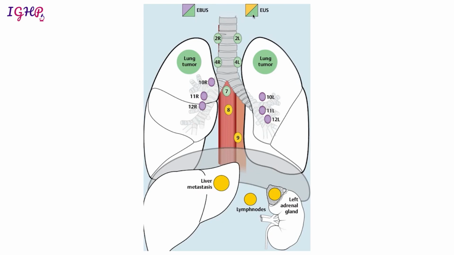Now this green one represents the area that could be sampled with both EBUS and EUS. So with these green ones we can take the FNAs with the help of an EBUS as well as with the help of an EUS. But the yellow ones, that is the para-aortic lymph nodes, liver mets, adrenal lesions, and pancreatic lesions, could be sampled only with the help of an endoscopic ultrasound.